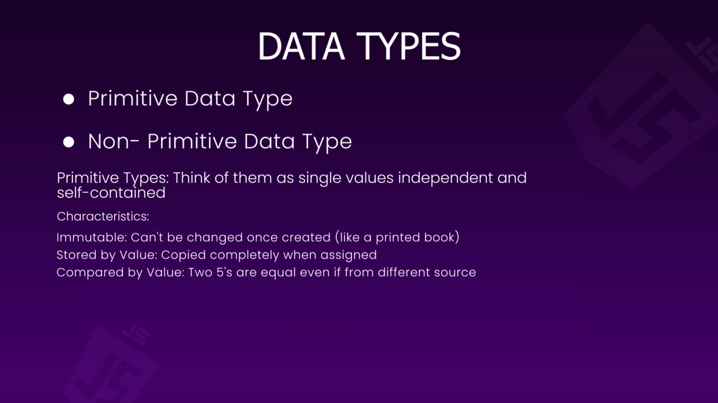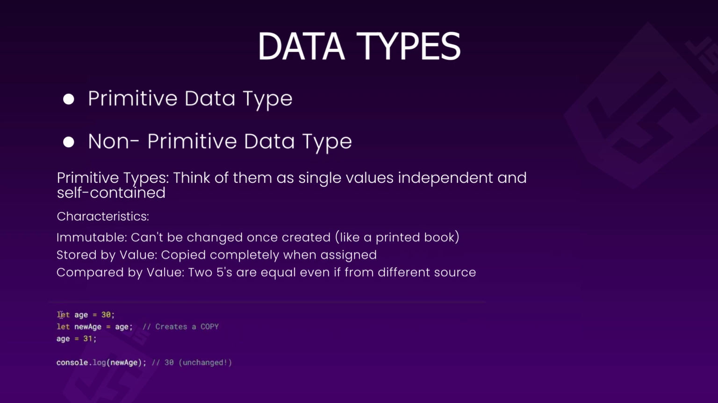Primitive types, think of them as single values, which are independent and self-contained. They are immutable, that is, they can't be changed once they're created. They are stored by value, that is, they are copied completely when they are assigned. When we say a primitive type is immutable, this means the value can't be changed once they are created.